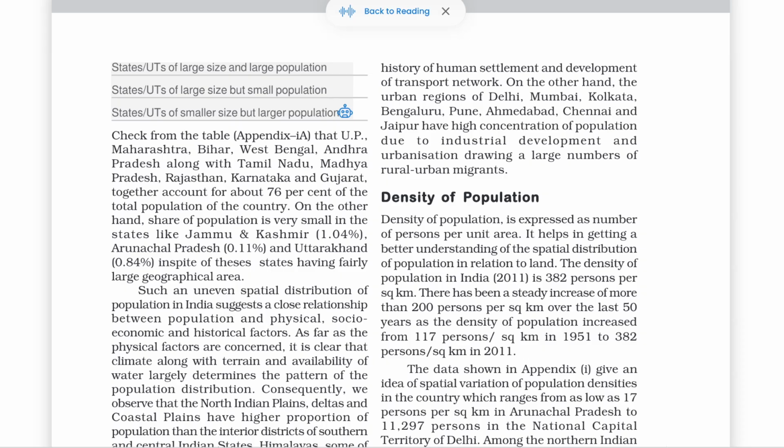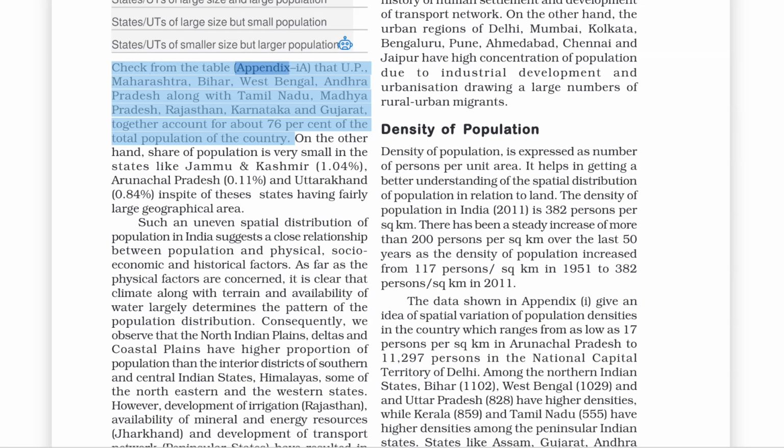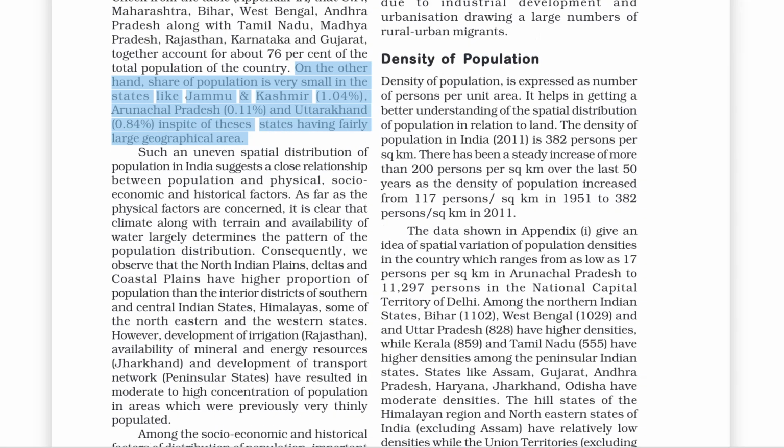Check from the table, Appendix I, that UP, Maharashtra, Bihar, West Bengal, Andhra Pradesh along with Tamil Nadu, Madhya Pradesh, Rajasthan, Karnataka and Gujarat together account for about 76% of the total population of the country. On the other hand, share of population is very small in states like Jammu and Kashmir, 1.04%, Arunachal Pradesh, 0.11%, and Uttarakhand, 0.84%, in spite of these states having fairly large geographical area.